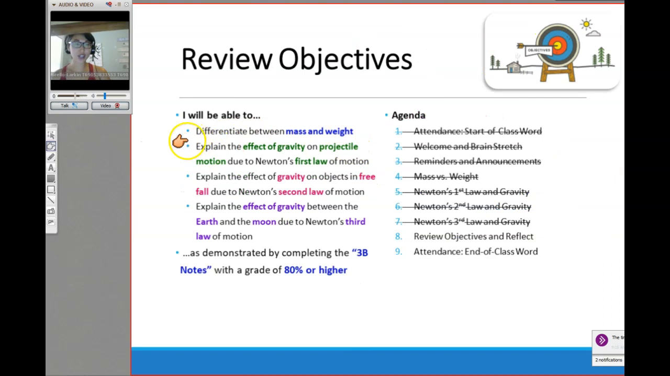All right, everyone. So at this point, we should be able to understand mass versus weight, right? We reviewed that. We should be able to understand how projectile motion is affected by Newton's first law, how objects in free fall are affected by Newton's second law, F equals ma, and how Earth and Moon are affected by gravity due to Newton's third law, equal and opposite forces that are parallel to each other.